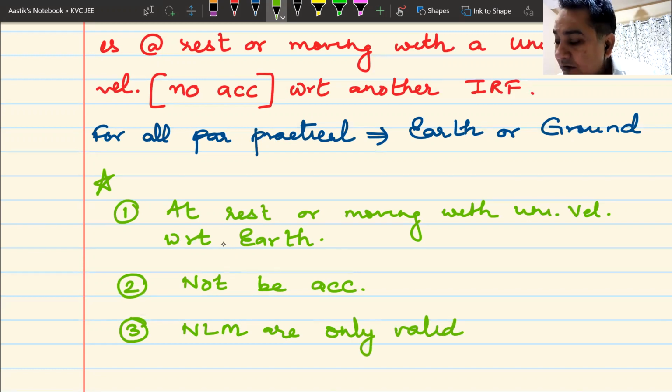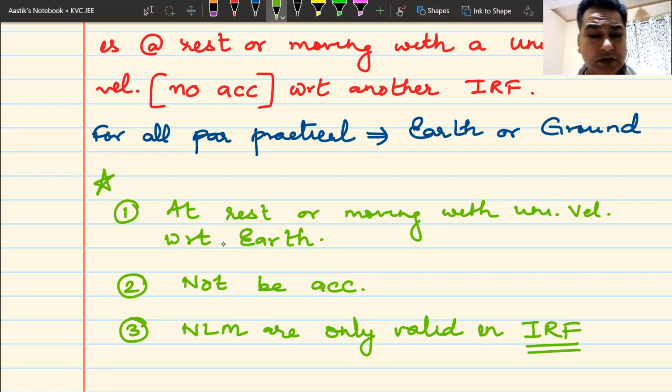Newton's laws are only valid in IRF, IRF being the what? Short form of inertial reference frame. So this is all that we need to understand about inertial reference frame.